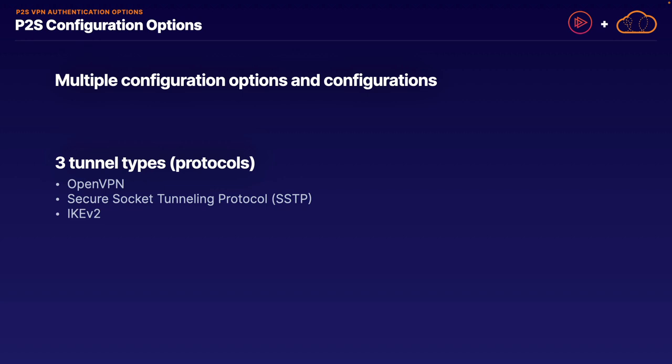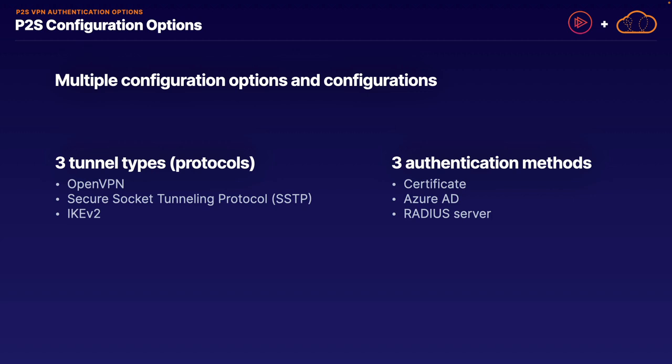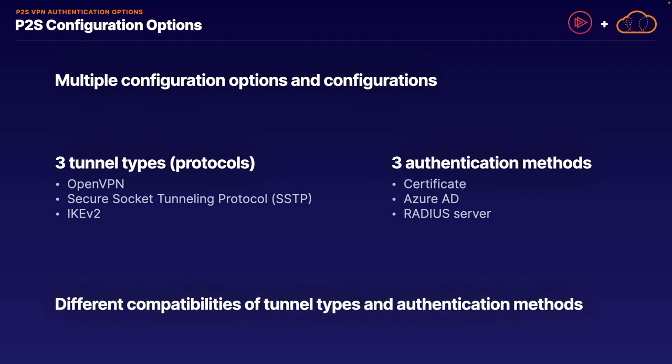In addition to our tunnel types or protocols, we also have three different authentication methods. That is the method that our end client is going to use to authenticate with our Azure point-to-site VPN. And those authentication methods are certificate-based authentication, Azure AD, and using a Radius server. Now, what's going to be a primary focus of this lesson and also going to be an exam objective is discussing the different compatibilities of tunnel types and authentication methods, which also include operating system compatibility as well.